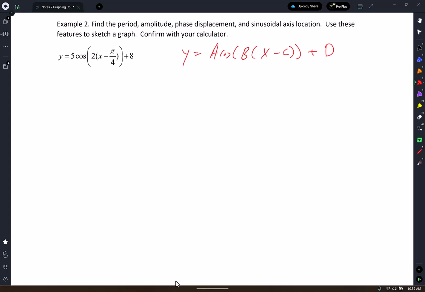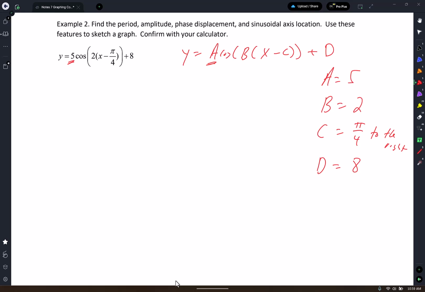Looking at this expression, and then looking at this expression, I can tell that my A has to be what? 5? Yeah, look. A has to be whatever's in front of that cosine there. The B is what? 2, and we're going to use that to find our period in a little bit. The C is what? Pi over 4 to the right, if you want to be specific, or just write pi over 4. And then the D, the midline, is what?